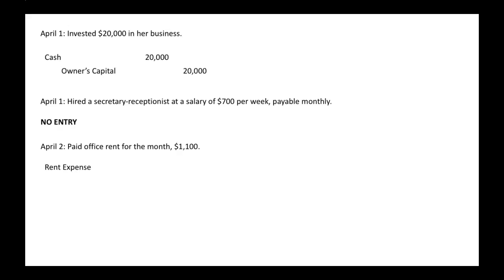Then we think about our credit. How did we pay for this rent? Well, it doesn't tell us that we paid for it on account. And so that means that we used cash, right? Whenever you just see the word paid, we can think that cash is involved. So we credit our cash here to show that our cash is decreasing by this $1,100 amount.